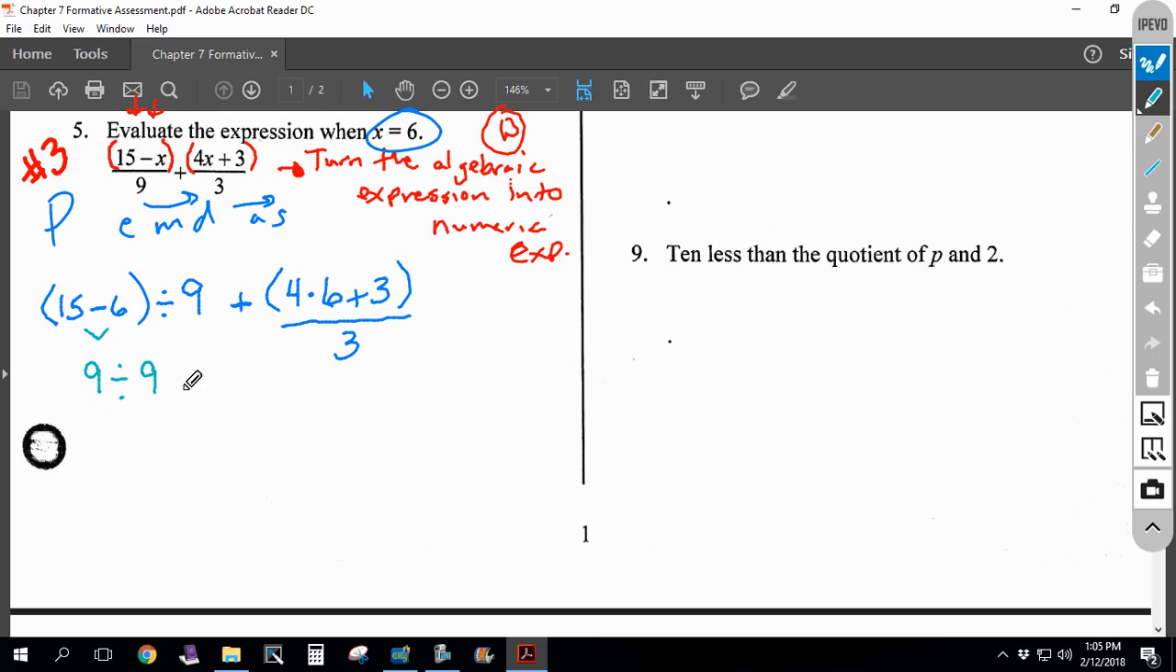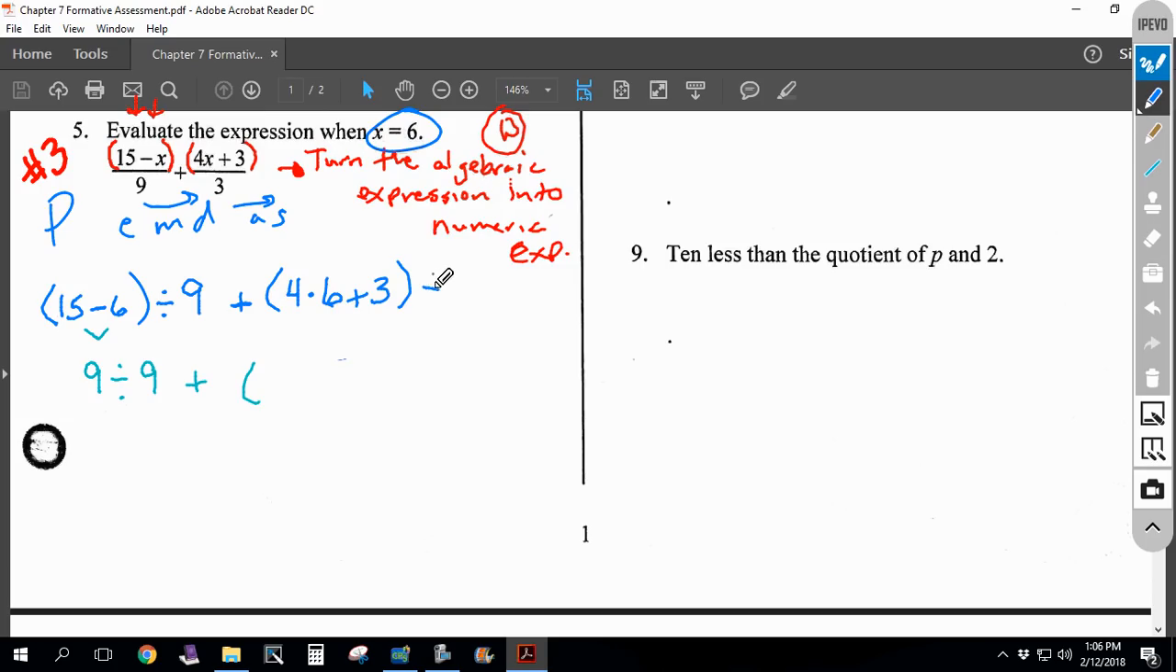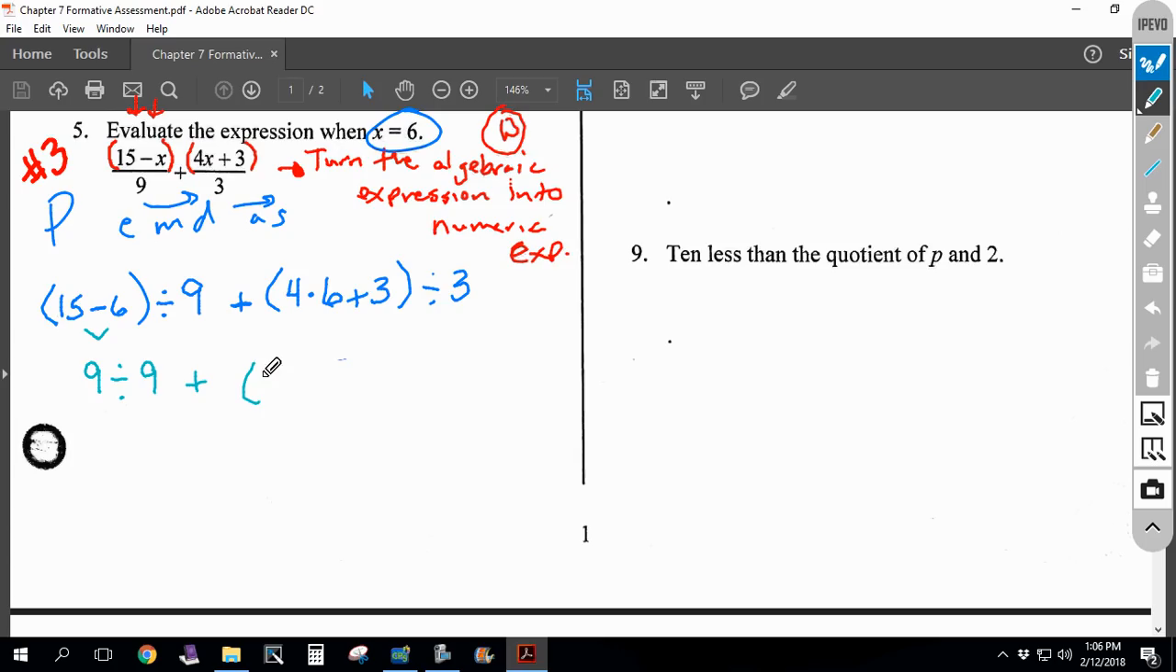So it's 9 divided by 9 plus, I kind of broke my own rule here. I said I wasn't going to do fractions. Like I said, you can do it both ways. It doesn't really matter. I don't really care how you did it. Okay, so we know it's going to be 4 times 6 plus 3 divided by 3.